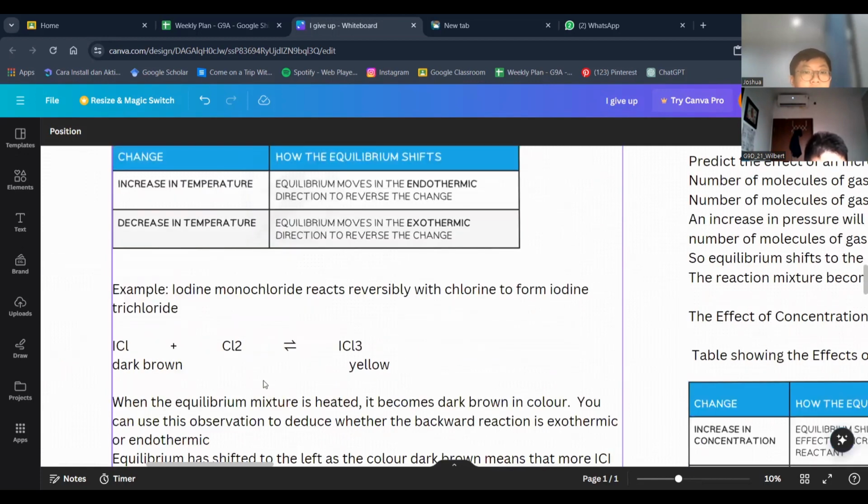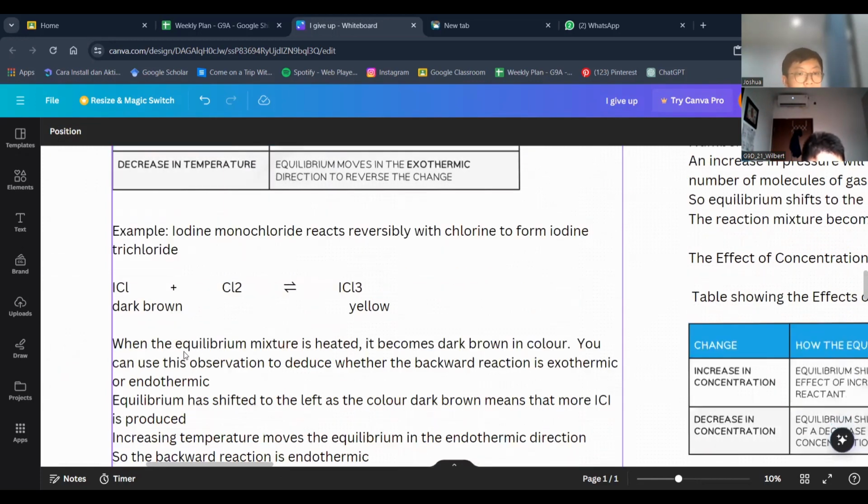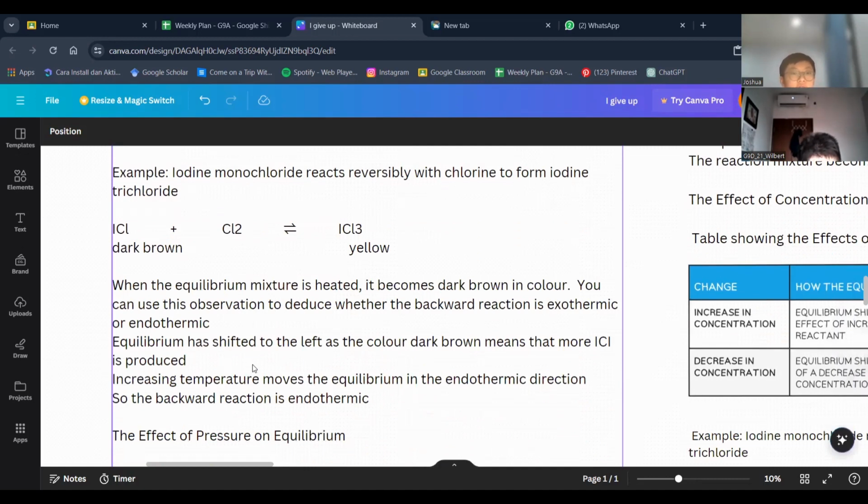Example, iodine monochloride reacts reversibly with chlorine to form iodine trichloride. So when the equilibrium mixture is heated, it becomes dark brown in color. You can use this observation to deduce whether the backward reaction is exothermic or endothermic. Equilibrium has shifted to the left as the dark brown color means that more ICl is produced. So increasing the temperature moves the equilibrium in the endothermic direction, so the backward reaction is endothermic. Backward refers to ICl3 going to ICl and Cl2.